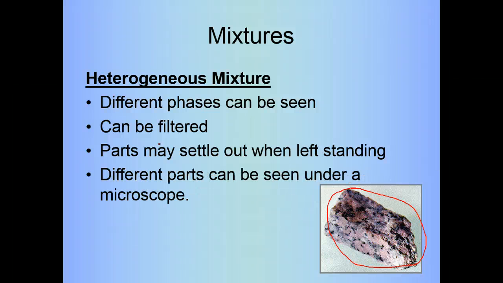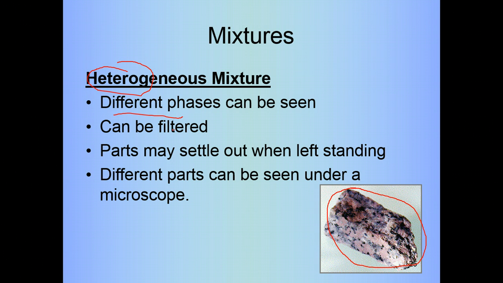Different parts can be seen under a microscope. So we're not going to be actually looking at anything under a microscope in here, but if we were to look at a heterogeneous mixture under a microscope, you would be able to see the little chunks or pieces of something that you wouldn't see in a homogeneous, because they're differently sized particles, and that's why we're able to see the different phases, because it's heterogeneous.